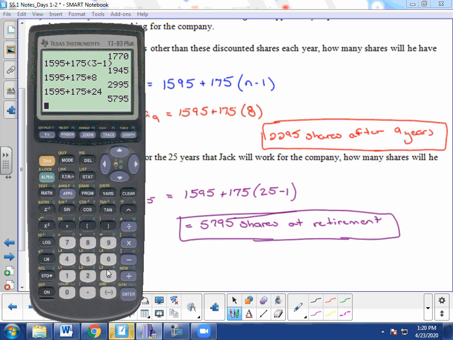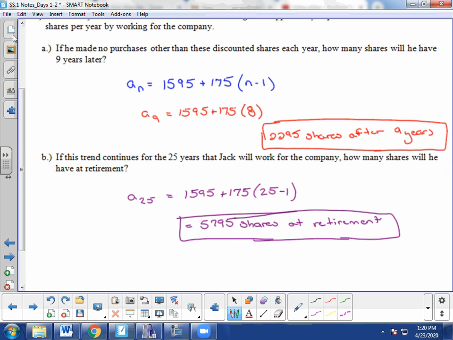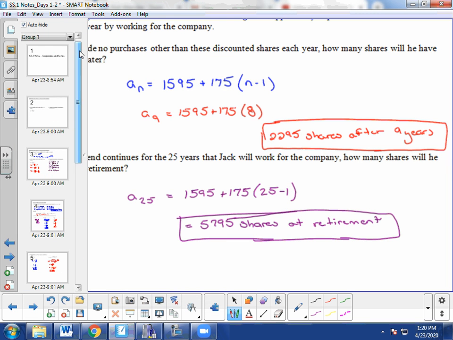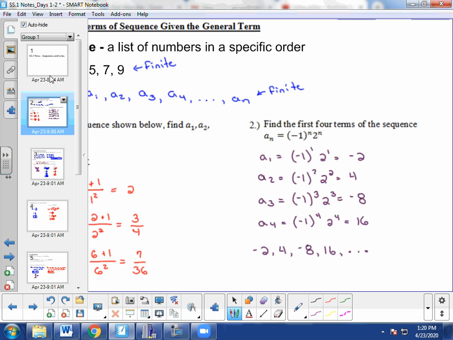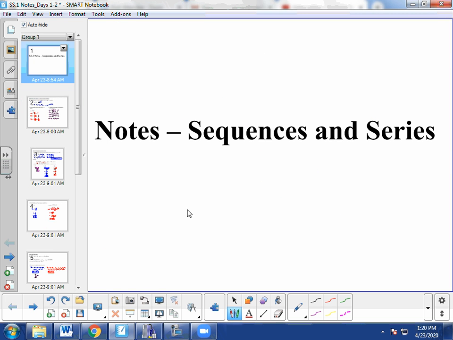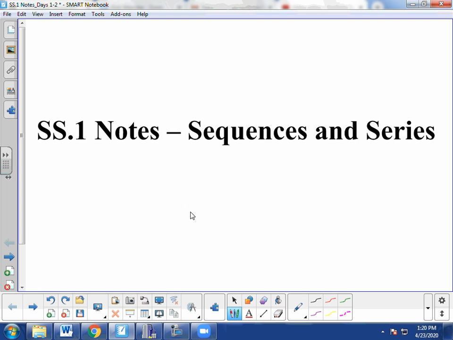This is the final problem that we have for our SS1 notes. SS1 was all about sequences and series. Most of this stuff is stuff that you did back in Algebra 1, but it's going to set a base level for what we can do as we start to move forward into more complicated applications of sequences and series.